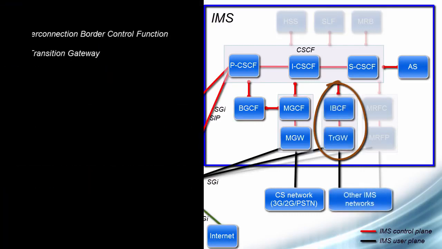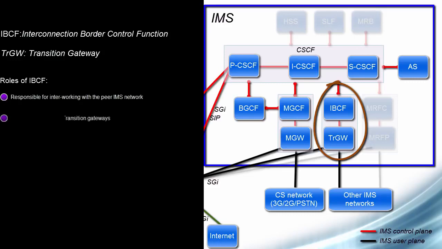IBCF means Interconnection Border Control Function. The IBCF is responsible for interworking with the peer IMS network. So, IBCF will have its role to play whenever the source or destination of a VoLTE call is in some other IMS network. The IBCF controls one or more transition gateways to provide appropriate resources in the user plane. IBCF invokes a transition gateway to allocate and configure media resources for the call.